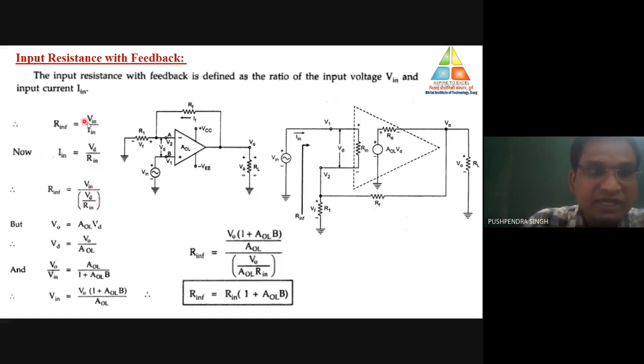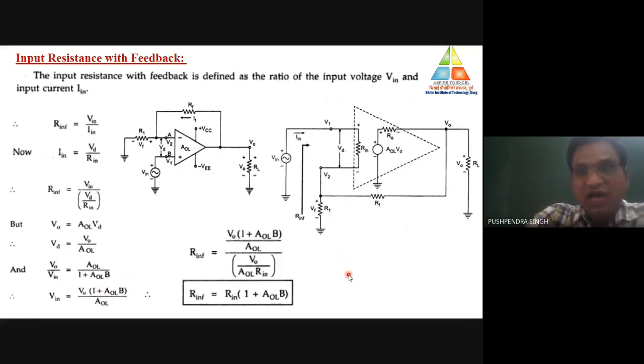Now substitute the value over here. The value of Iin is this equation. So from there, RinF is equal to Vin divided by (Vd divided by Rin). Now what is V0? V0 is equal to AOL into Vd. So from there, what is the value of Vd? Vd is equal to V0 divided by AOL. Substitute the value of Vd over here. After simplification, this is the value of the input resistance with feedback.